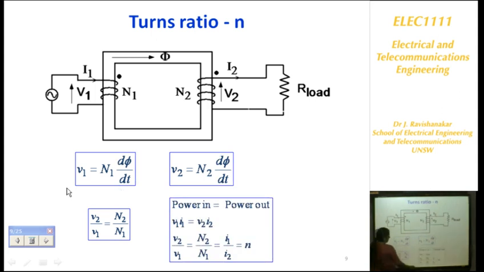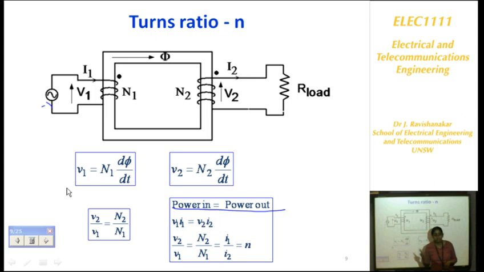And similarly, for the current, in a transformer, the power in is equal to the power out. Why do you say that? Because you know, by the law of conservation of energy, energy can be neither created nor destroyed. It can be only transformed from one form to another form. So therefore, in a transformer, when you supply electrical energy to the primary, all the electrical energy should be collected back from the secondary.